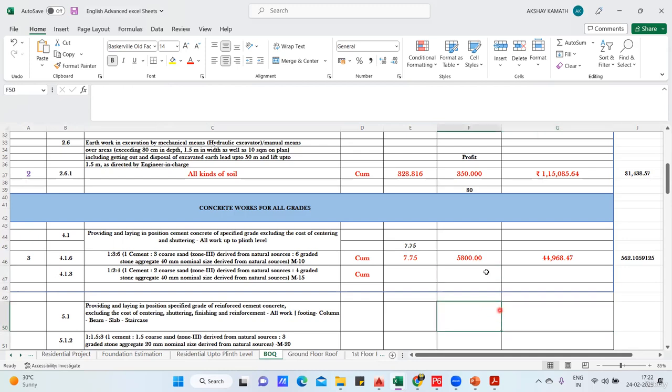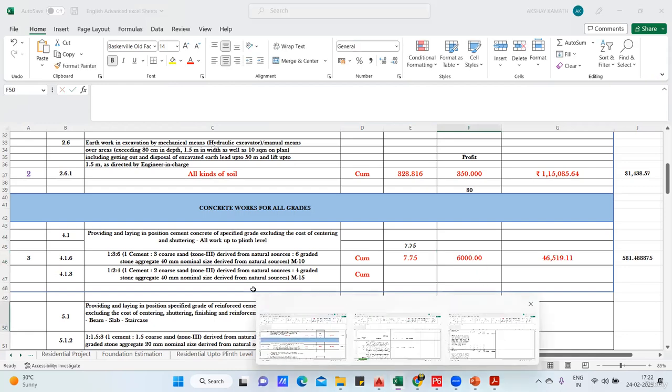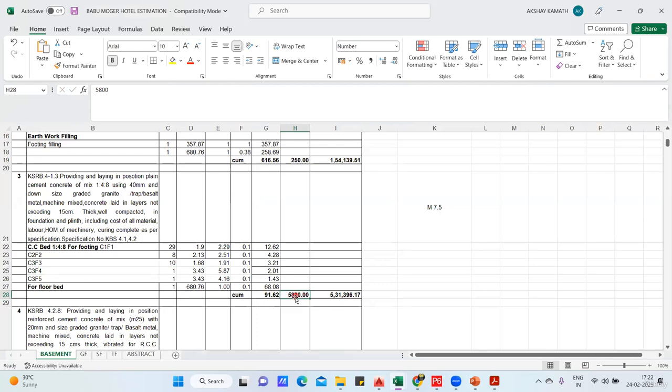Anyhow, I'll delete this part. This much is understood. This is for 1:3:6, but the rate I took is for 1:4:8, so that doesn't make sense. Since it is 1:3:6, a little more cement will go in this. So instead of 5,800, I can put 6,000. Why I took 6,000, I'll explain. The rate the contractor has given, 5,800, is for 1:4:8, but the mix I told to take in my project is 1:3:6.